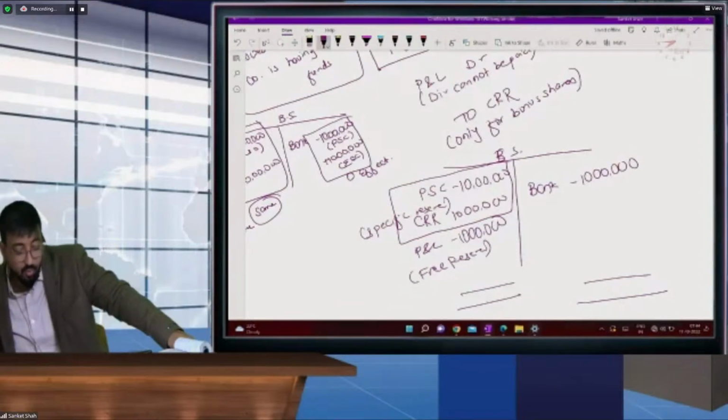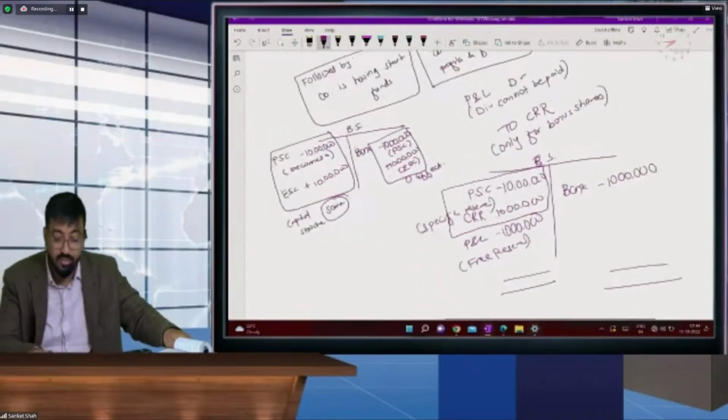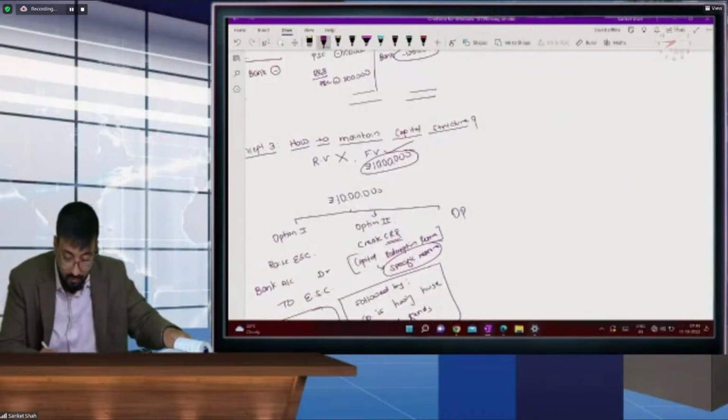Equity share capital will not be affected by this, right? So who is following this? Better second option and third option is combination. Option number 3 is the combination.